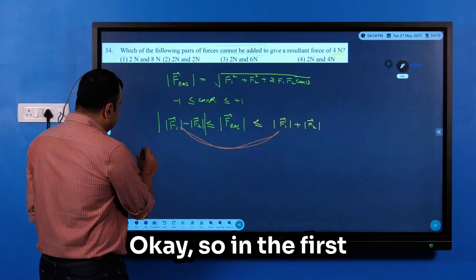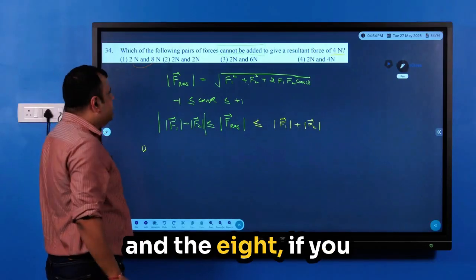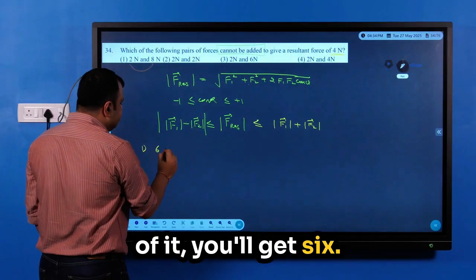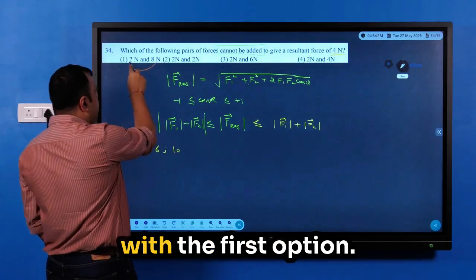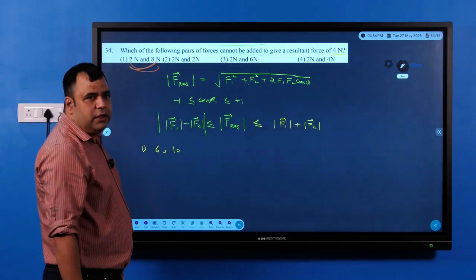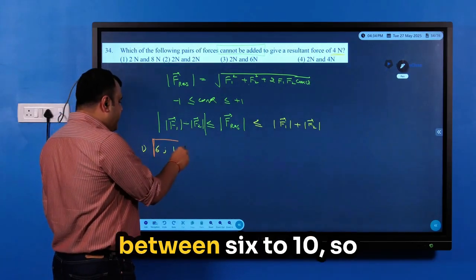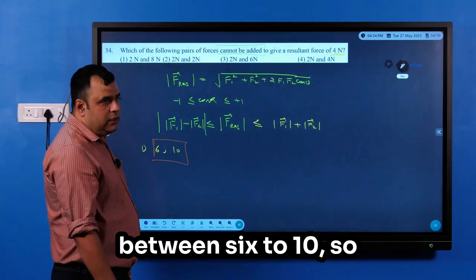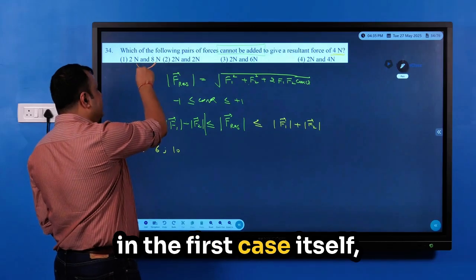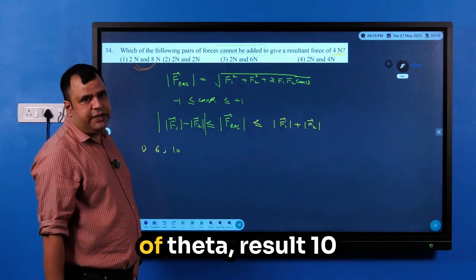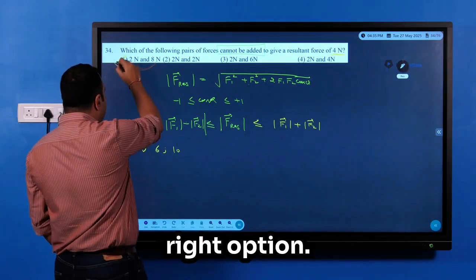Okay. So in the first option, the forces are 2 and 8. If you take the difference, you'll get 6. And when you take the addition, you get 10. Meaning with the first option, for any value of theta, the result will lie between 6 and 10. When the result is lying between 6 and 10, 4 is not a part of it. Meaning in the first case itself, whatever the value of theta, the resultant can never be 4. So this is your right option.